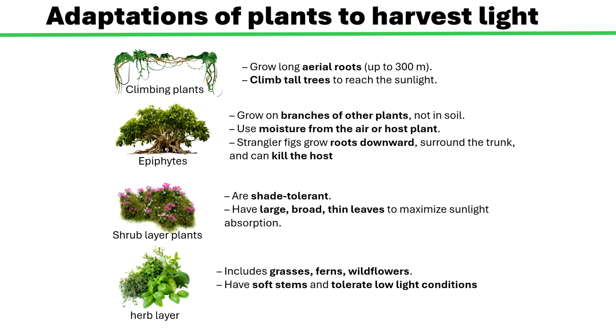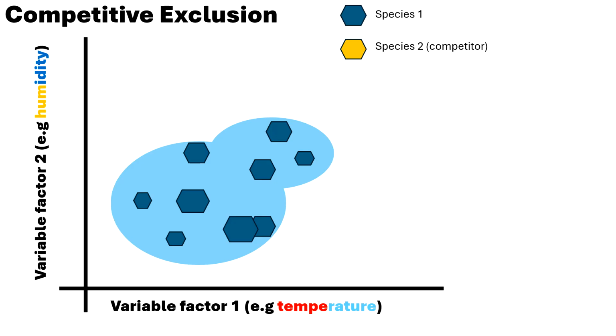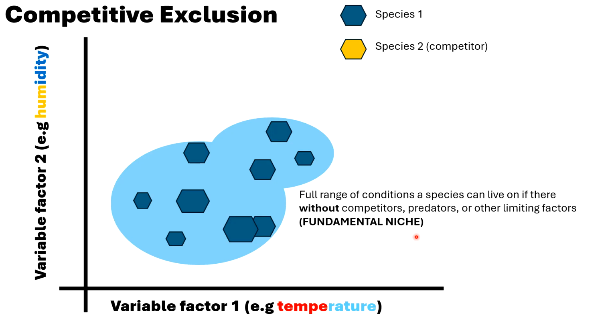Okay. Now at the end of the video, let's look at competitive exclusion, where we have two factors right here. There's temperature and humidity as examples. And this blue bubble right here that you can see containing species 1 is known as the fundamental niche, which is the full range of conditions a species can live on if there were no predation, competition, or other limiting factors. Okay, so this is the ideal scenario for a species.